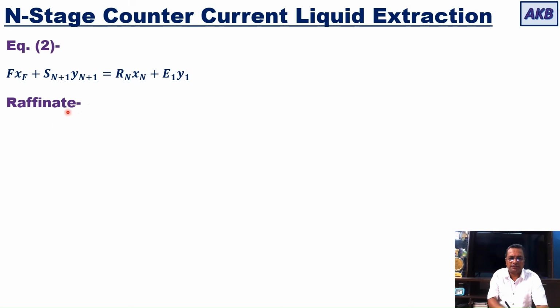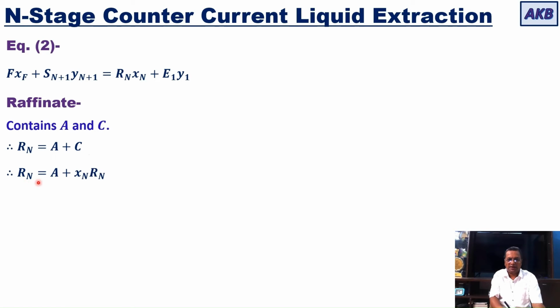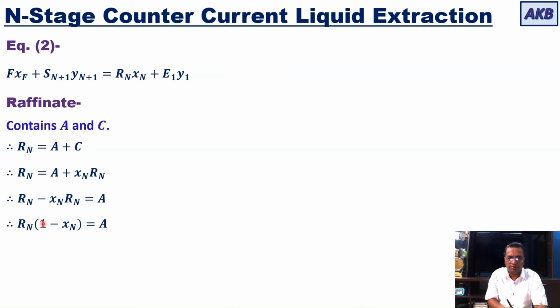Okay, now let us look at the raffinate phase. Raffinate phase will be containing all A and C in it. So mathematically this will be written as mass flow rate of raffinate is equal to mass flow rate of A plus mass flow rate of C. That is, Rn is equal to A plus mass flow rate of C in the raffinate. It will be given as small xn into Rn. Then I will bring this term on this side. So it will be Rn minus xn into Rn, that is equal to A. Then Rn can be taken out as a common term. So it will be Rn into 1 minus xn, that is equal to A. That is, Rn is equal to 1 upon 1 minus xn into A.